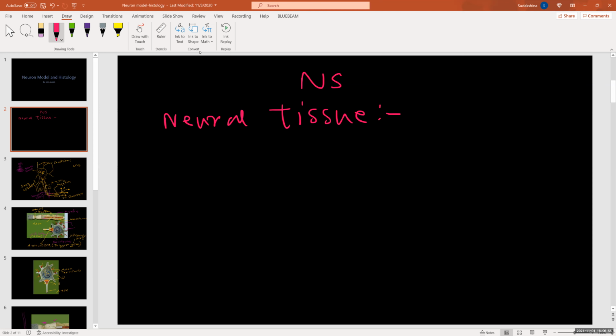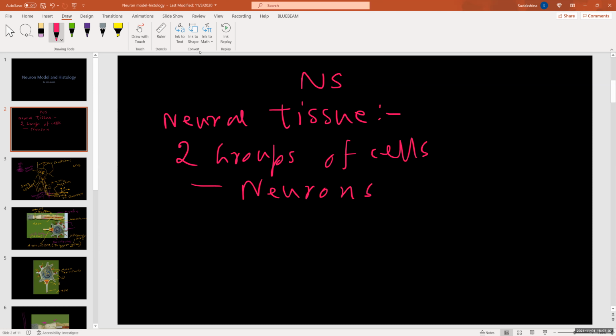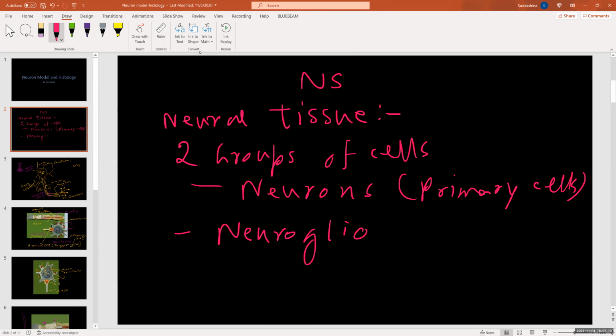There are two types of cells, two groups of cells. We refer to those as the neurons, which are primary cells, and there are neuroglia, which are accessory, or you can say that these are supportive cells. Neurons are primary cells and neuroglia are supportive cells.